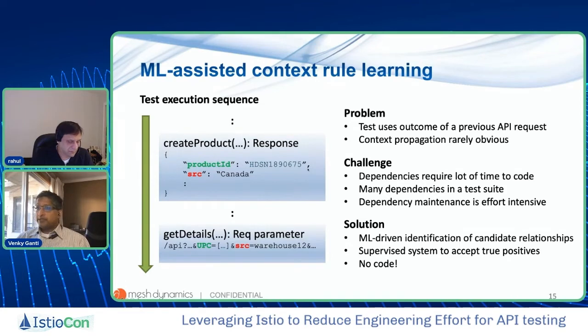So here's that sequence. Now, when we play the test, because this is dynamically generated, the product ID could be different. It could be HDSN 1, 2, 3, 4. Now we need to take that new value and insert it into the UPC query parameter so that the test is actually meaningful. If you take the old value, it may or may not produce a meaningful response. You need to take the new product ID and inject it here.